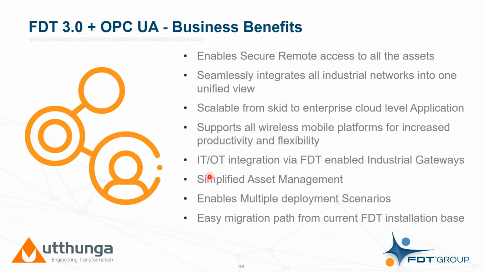In summary, combining FDT 3.0 and OPC UA offers a variety of business benefits for end users, device vendors, and host suppliers. OPC UA provides secure remote connectivity to assets in a more standardized way, and also across the firewall. You don't need to worry about the firewall. Usually in the industry there is a demilitarized zone where the OT network sits and the IT network does not really have good access to it. But OPC resolves that problem.